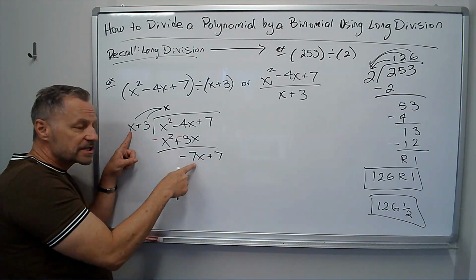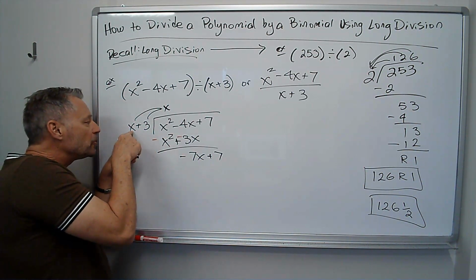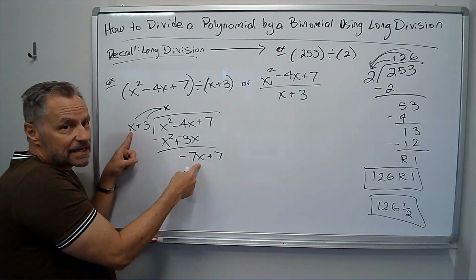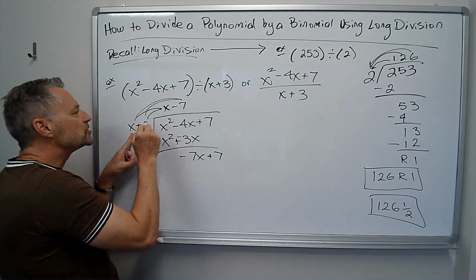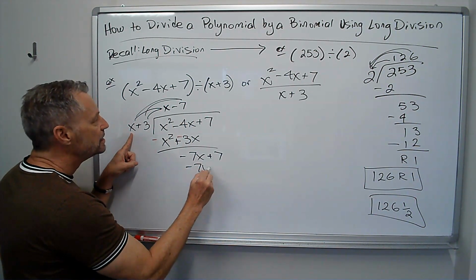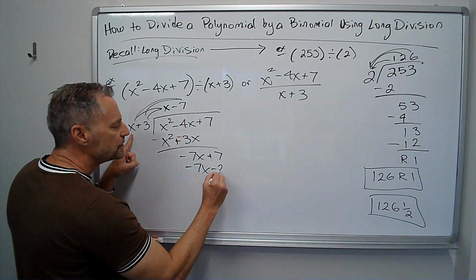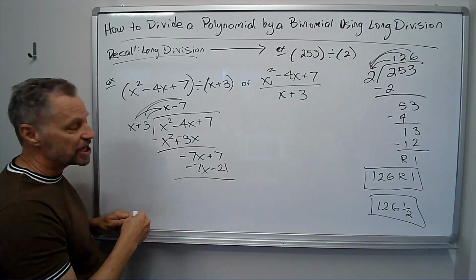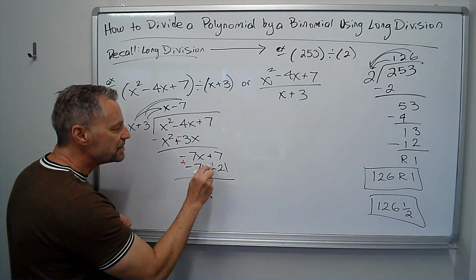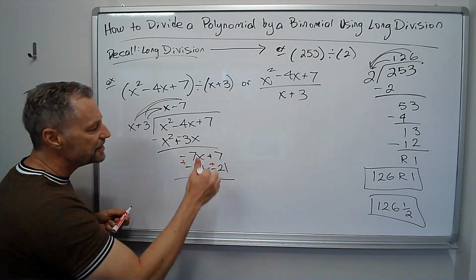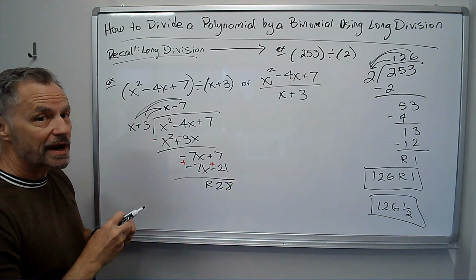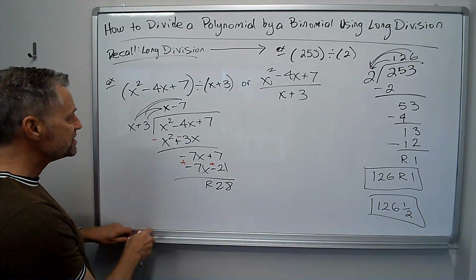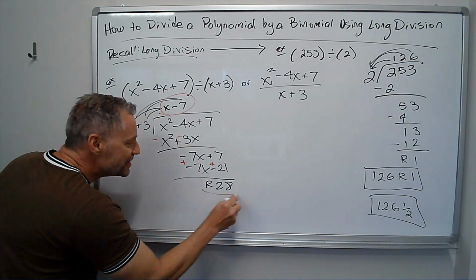Again, just look at the first thing here and the first thing there. If I multiply x times negative 7, I get negative 7x. All right, let's multiply by negative 7. Distribute: negative 7x minus 21. Remember, change the sign, so this becomes a plus, that becomes a plus. Those cancel, this becomes 28. And that's my remainder.